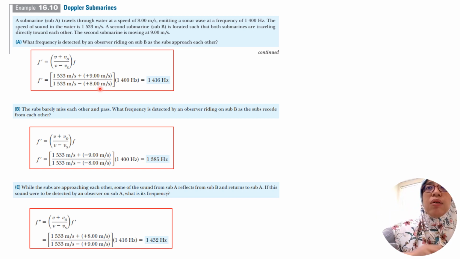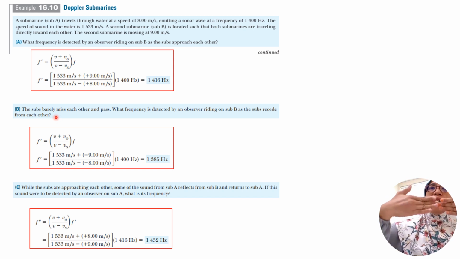Regardless, it doesn't depend on that. Okay, so we really look at the components towards and away. So with that, substituting, you get the answer. Right, second question. The subs barely miss one another, which means that they don't crash into one another.